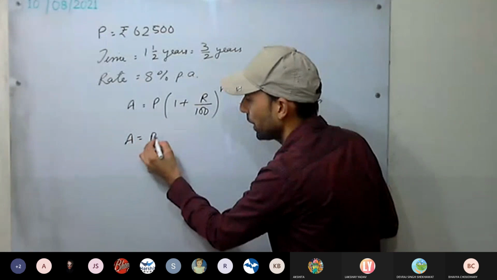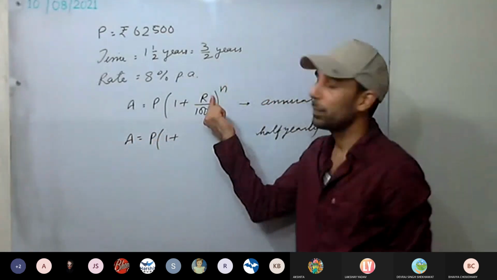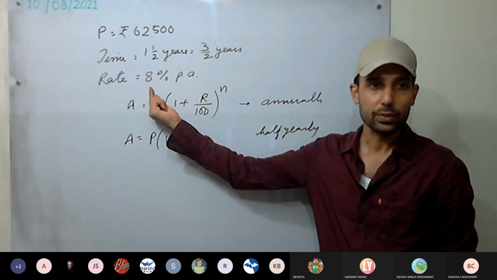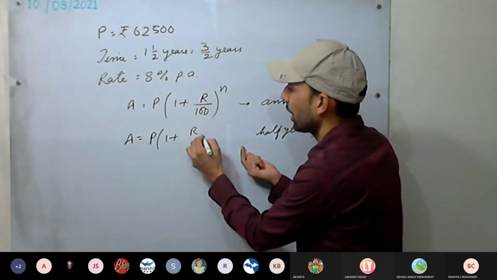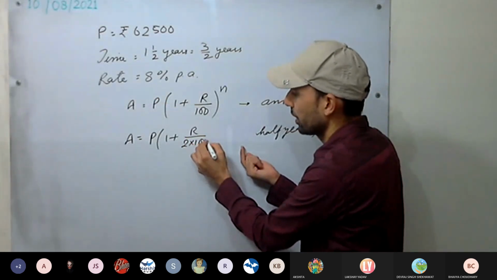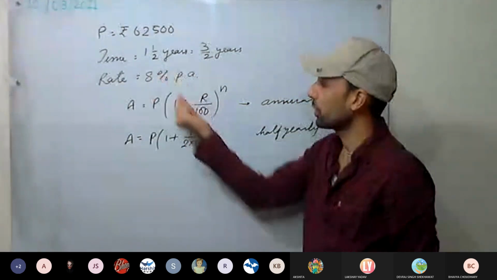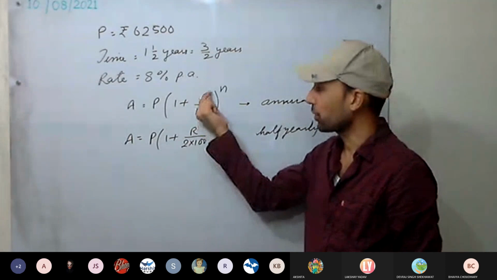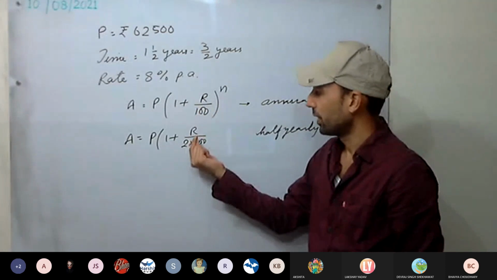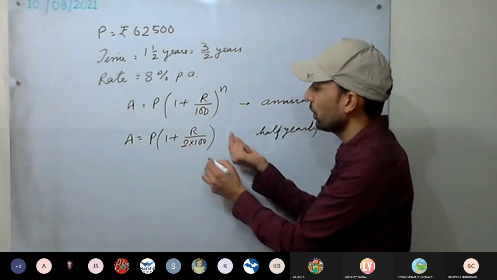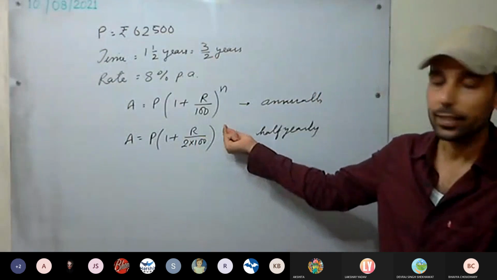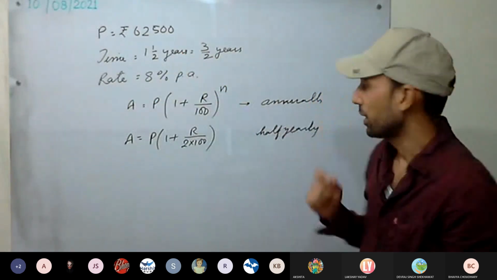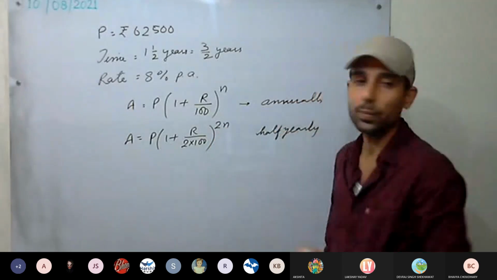Now for half yearly, A equals P(1 + R/2 over 100). R by 2 means we have to put 8 by 2, that is 4 by 100. If you are using this formula, you have to put 4 by 100, raised to 2n. If n years are there, how many half years will be there? 2n. Double will be the half years. This will be the formula.